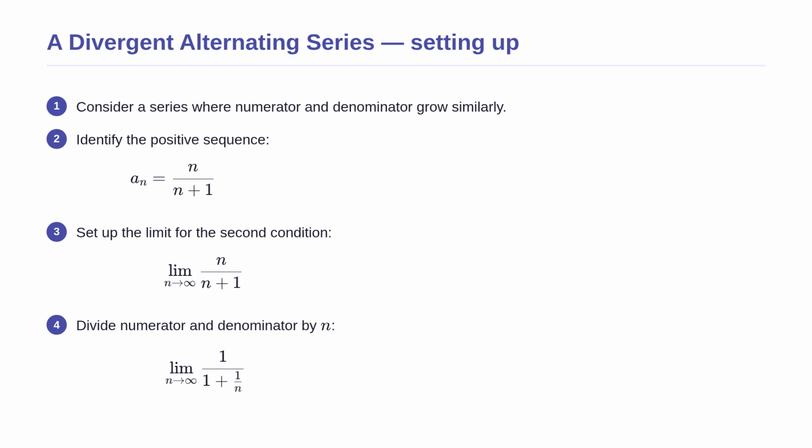To evaluate this limit properly, we use a standard algebraic trick, dividing both the numerator and the denominator by the highest power of the index present, which is just n itself.